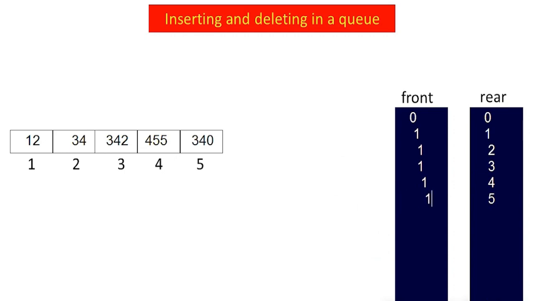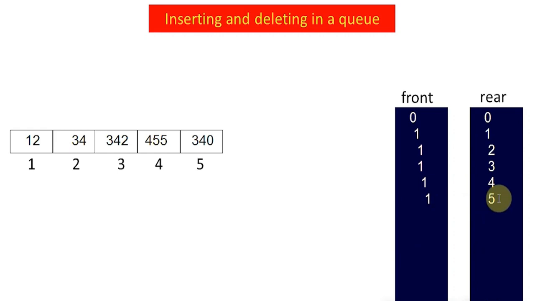Now the Q is full. In the previous example, I have told you that when the value of front is equal to rear plus 1, the Q is full. Now what is the other condition? The other condition is when the value of front is equal to 1 and that of rear is 5. Then also the Q is full.